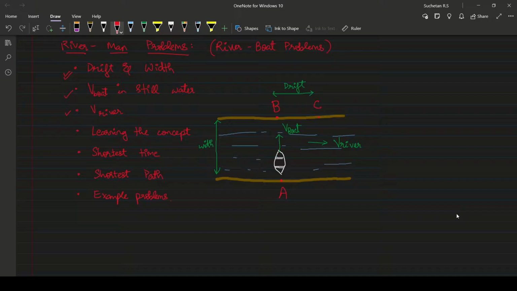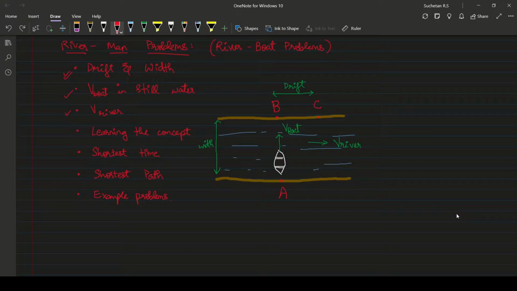So first one is the drift. What is drift? Let's just say you were rowing the boat in this y direction and you intended to reach point B, but you reached point C. So the distance between this point B and point C is known as drift. And next is the width of the river, which is quite obvious. You know what is width of the river.